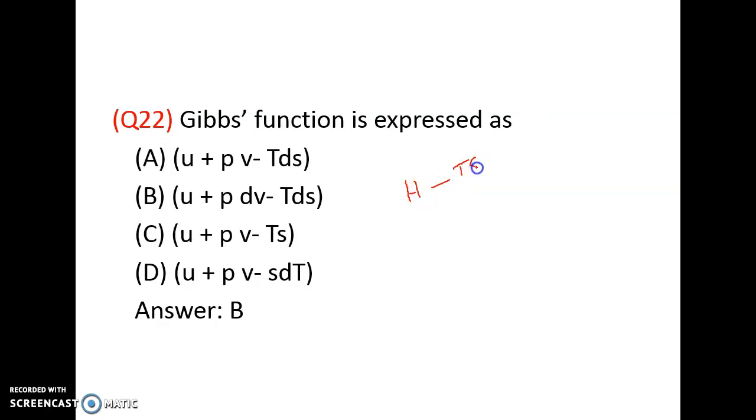The Gibbs function is expressed as H minus Ts. We know that enthalpy equals U plus PV, so G is U plus PV minus Ts. In differential form, this is U plus PdV minus TdS. So option B is correct.